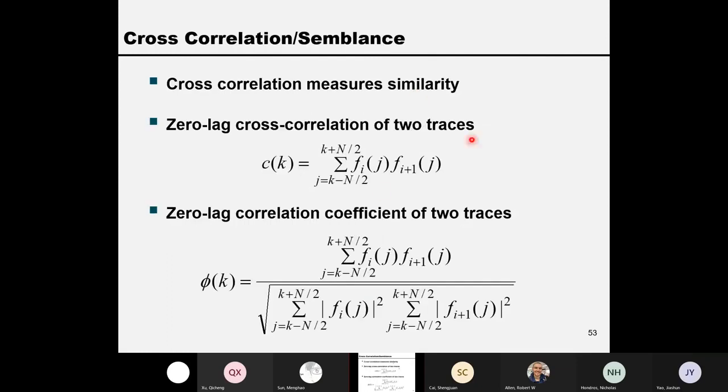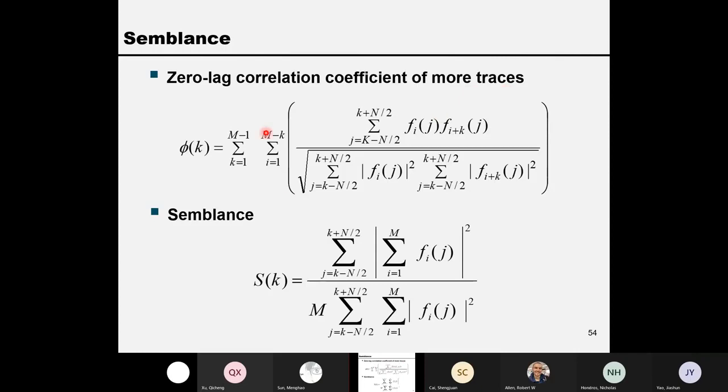Let me just repeat that. You start from zero lag cross correlation. Zero lag means you go from j point to j point, right? It's not j minus one, plus one, minus two, plus two. It's zero lag. We start from cross correlation, and then normalize that, and we come up with the correlation coefficient. If we introduce multi channels, you sum the neighboring traces. So this trace not only correlates with the immediate next trace, but also with other traces, k greater than one, right? So that's the accurate formula. Then you simplify this formula, assuming they are naturally very similar, and you just use the central trace. That's called a semblance.